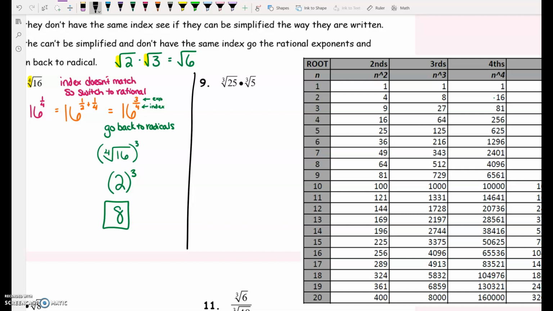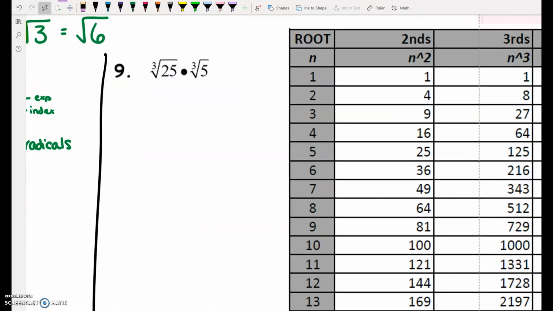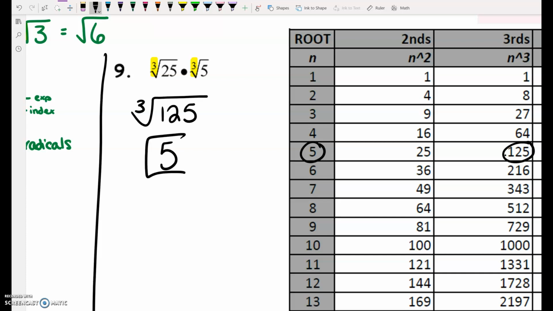Okay, number 9 is a little bit nicer. What do you notice in number 9 that's different from number 8? The index matches. When the index matches, you can multiply them together. So 25 times 5 is 125. And then check your thirds column. Can we do the third root of 125? The third root of 125 is 5.